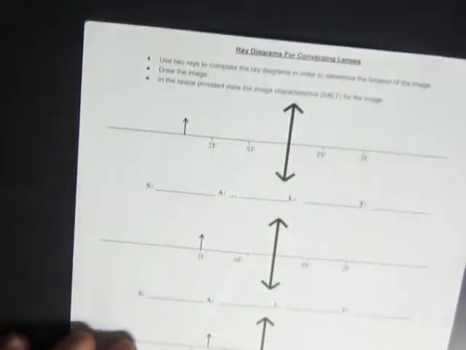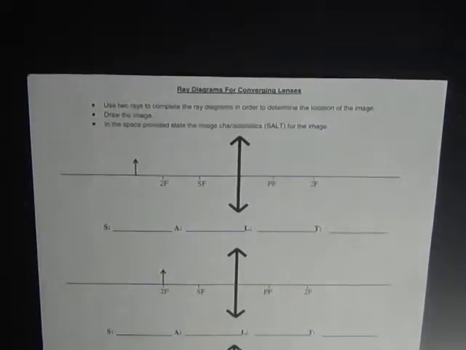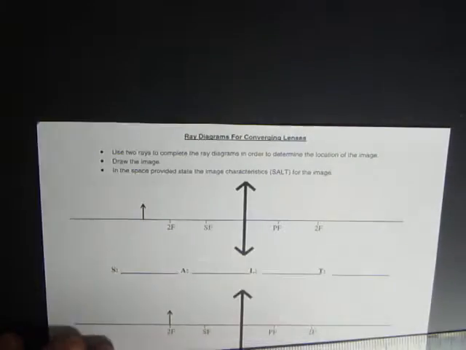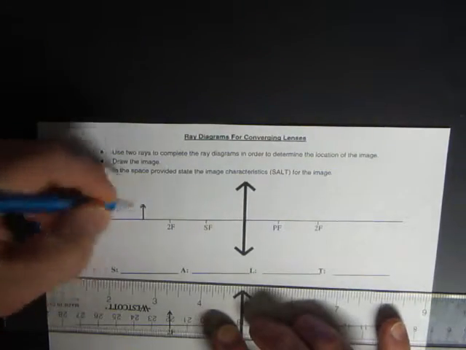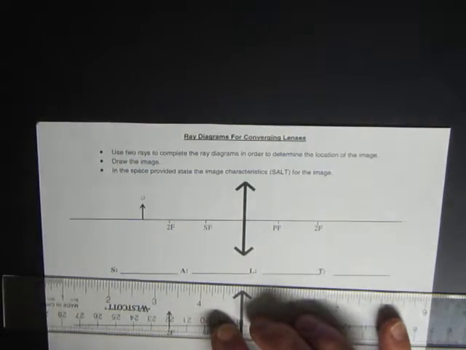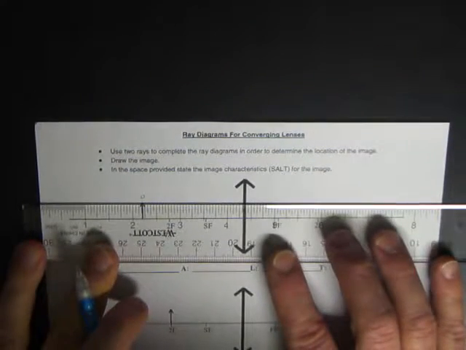And we will work together on finding these. And notice we're looking for salt again. We want to look for the properties. So if you think you know how to do this, you can go ahead. Like from the top of the arrow, which is my object, I'm going to have a ray that goes in parallel to the PA.